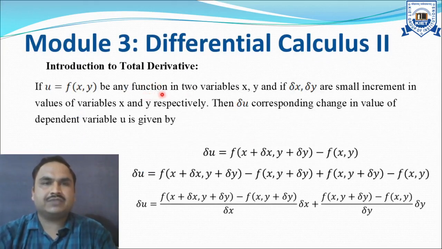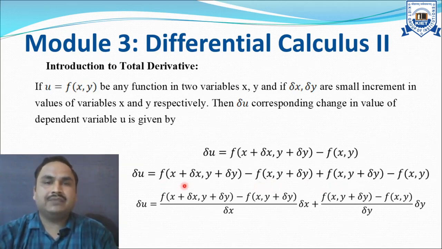If u equals f(x,y) be any function in two variables x and y, and if δx and δy are small increments in the values of x and y respectively, then δu, the corresponding change in the value of the dependent variable u, is given by δu equals f(x+δx, y+δy) minus f(x,y). Now rewriting this term, we get δu equals f(x+δx, y+δy) minus f(x, y+δy) plus f(x, y+δy) minus f(x,y). We add and subtract f(x, y+δy) in the previous term.